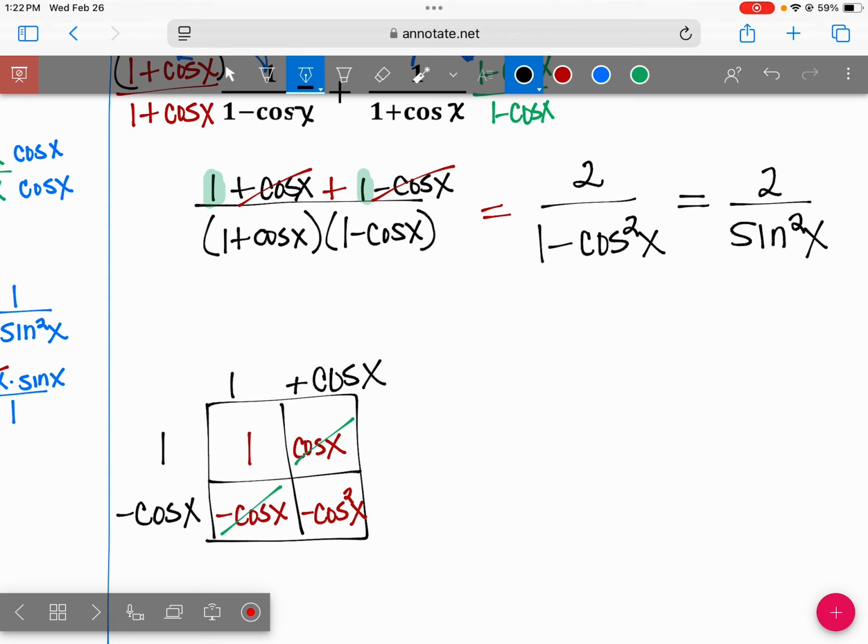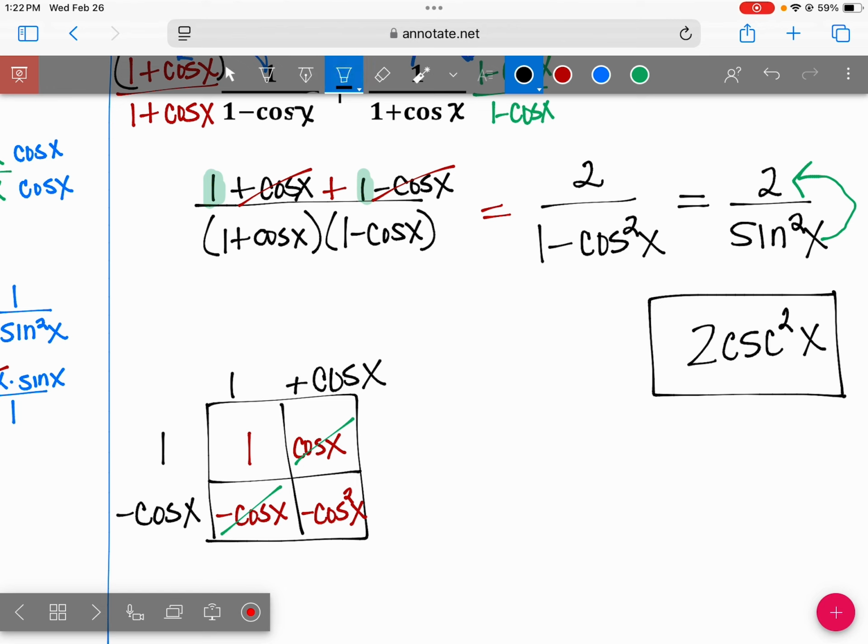I'm not done because this is kind of ugly to leave a fraction. Anytime you have a fraction, whatever you have downstairs, you can always move it upstairs. But when you move it upstairs, it changes to the sister. Who is the sister to sine squared? Cosecant. So I'm going to move that sine squared up, and it's going to be 2 times cosecant squared x. Now we have finished and made it to the end.